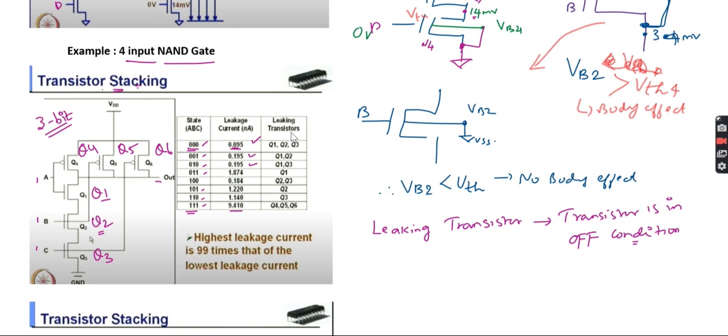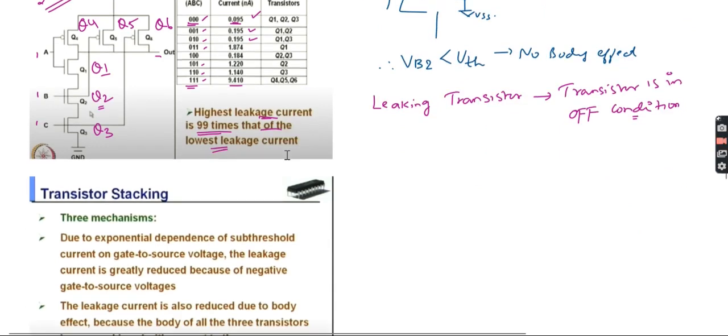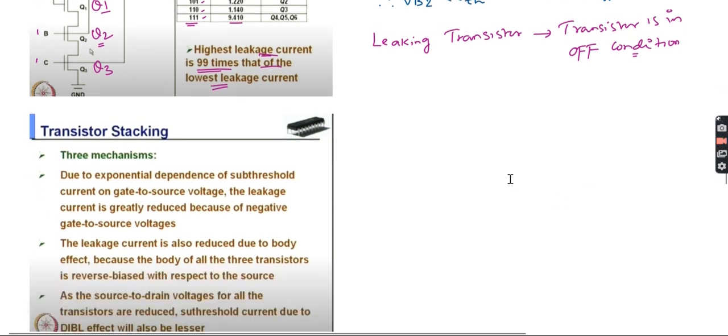But here you can see the highest leakage current is 99 times that of the lowest leakage current. Correct? No, the lowest leakage current. So 99 times actually of that we got 9.140 here. Okay, so now, what are the three mechanisms we need to follow to reduce that? That is why we said here. What are the mechanisms in the system? Three mechanisms are there to reduce.